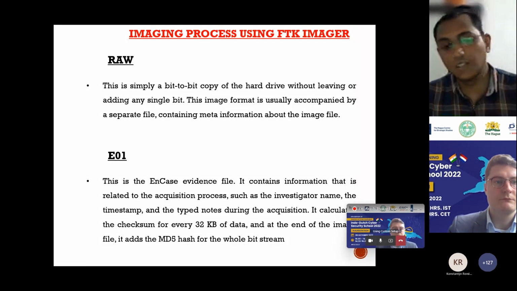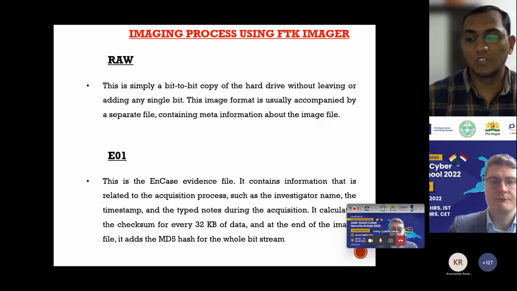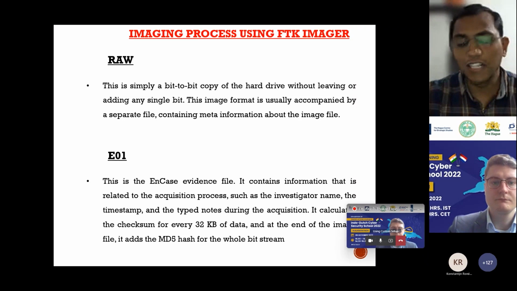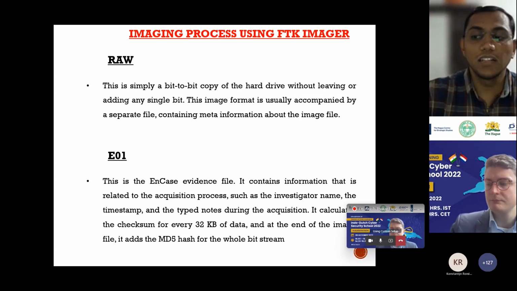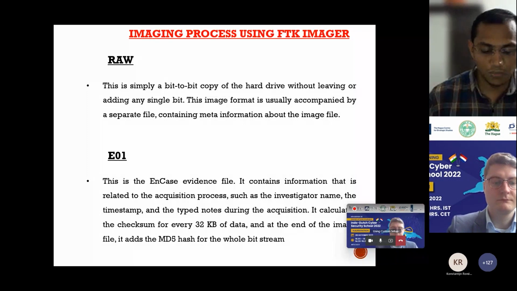Now E01 will contain some compression. For example, if your hard drive is 1 TB containing 500 GB of data, it will give you a destination file of, let's say, 600 GB or 700 GB, depending on the size of the data and so on. This will use compression.